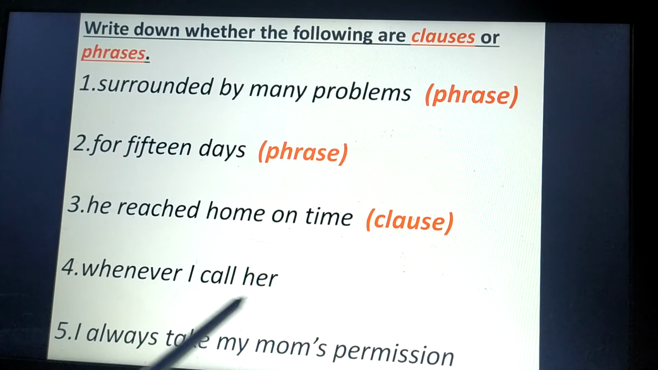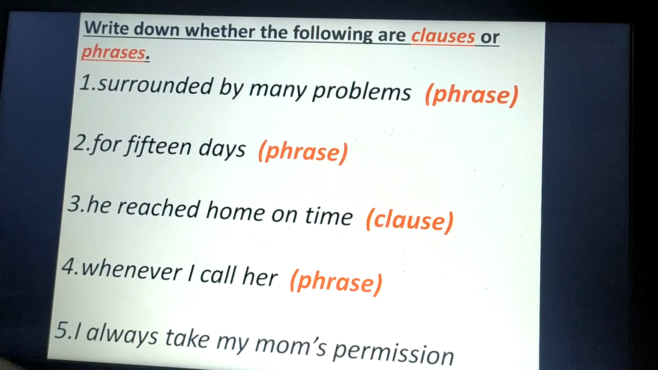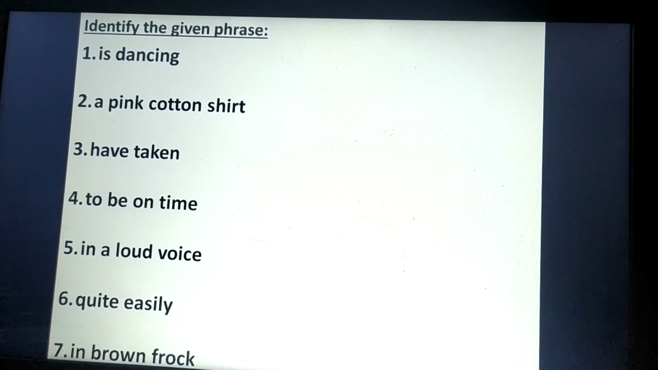Next we have whenever I call her. Do you find here any subject-verb combination? No. So it's a phrase, right? Next we have I always take my mom's permission. Do you find here any subject-verb combination? Yes, of course. I is the subject and take is the verb. So it's a clause. So here you can see what are clauses and what are phrases, right? Now we will identify the phrases.